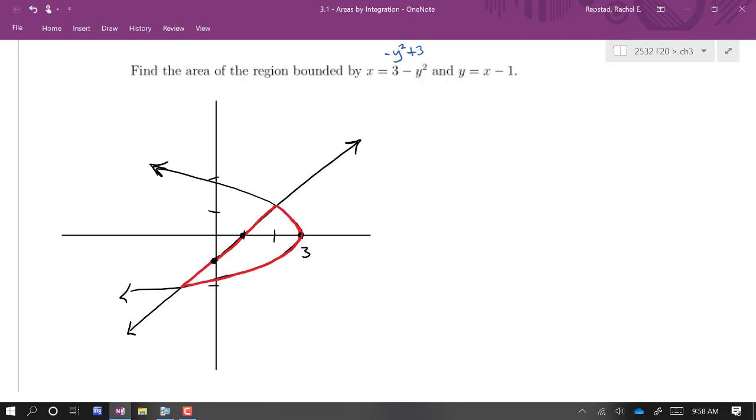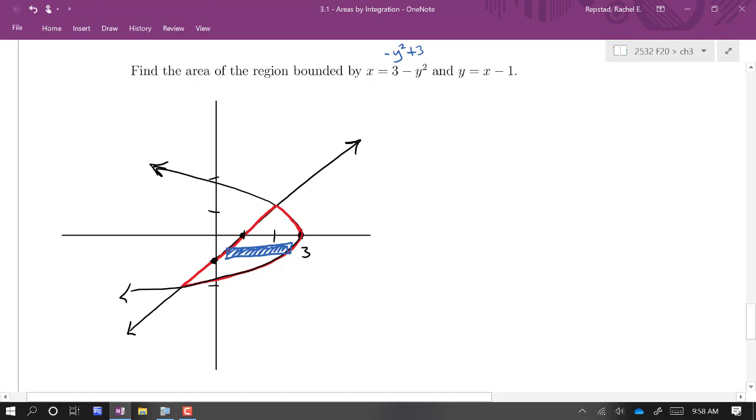So what we're going to do is use horizontal rectangles. If you take a look at this horizontal rectangle, and now imagine sliding it up and down through the region, the right boundary is always the parabola, and the left boundary is always the line. So the boundaries remain consistent no matter where we slide it through the region. That's how we know that horizontal rectangles will work.